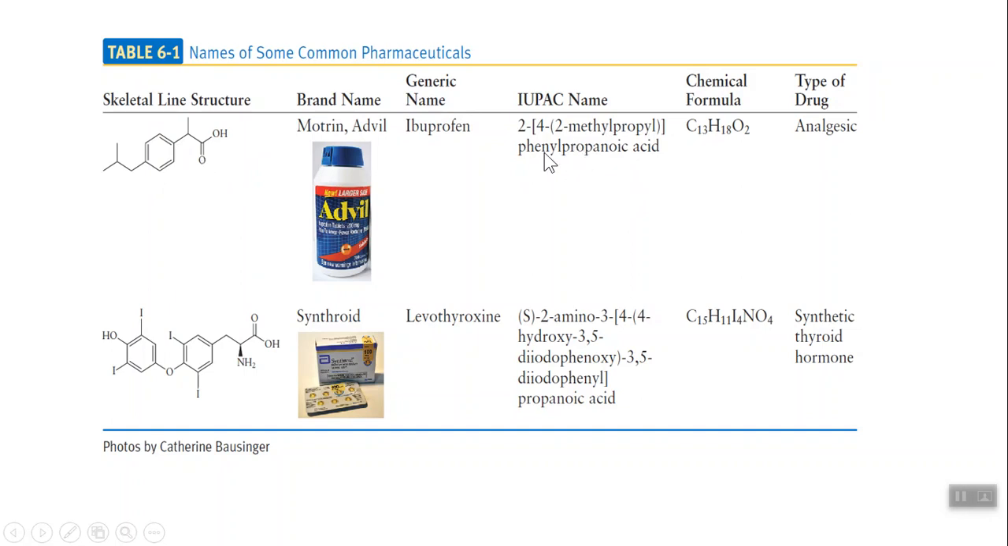And indeed, there should be just one for each, right? So one name for each structure, one structure for each name. These are really different than brand names or generic names, which don't really tell us anything about the structure and are used more for marketing or are named after the person who developed them, or the person who developed them was allowed to name them.